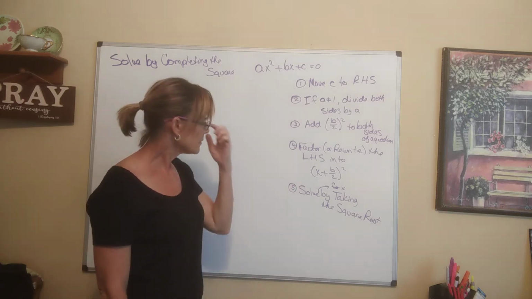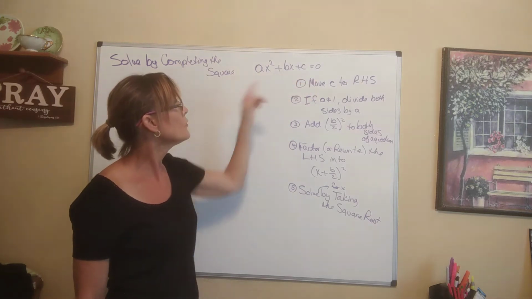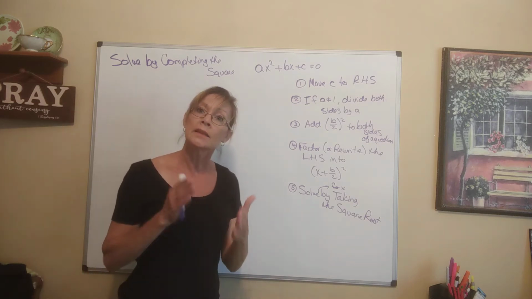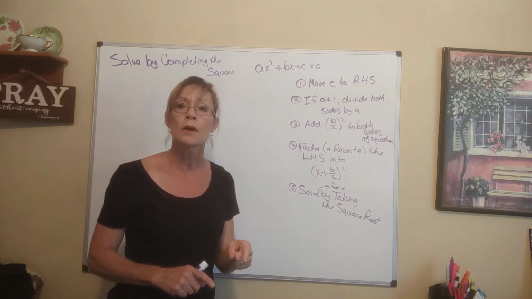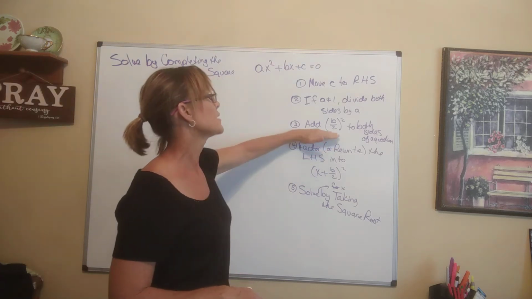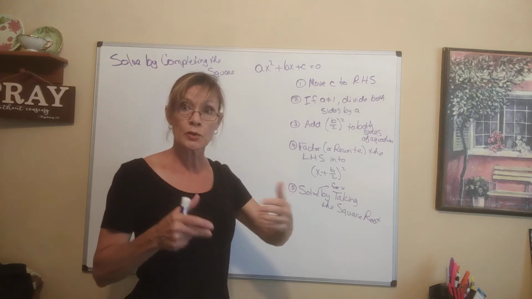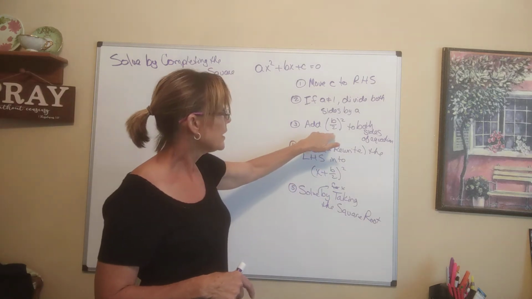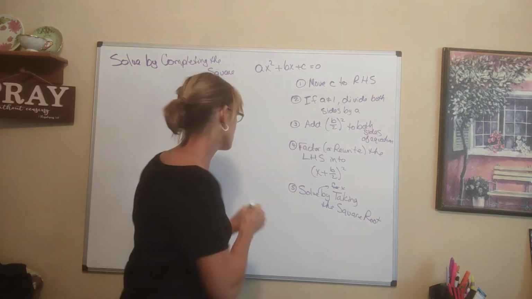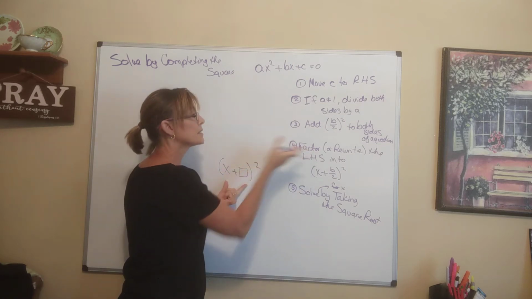Step number 1, if this is ax squared plus bx plus c is 0, move c, this number right here, to the right-hand side. Then if a, the leading coefficient, does not equal 1, divide both sides by that number. Then you're going to add this special quantity, which causes a perfect square trinomial, b over 2 quantity squared. When you add that, it creates a perfect square, something like this. x plus something squared. That's what it's always going to create.